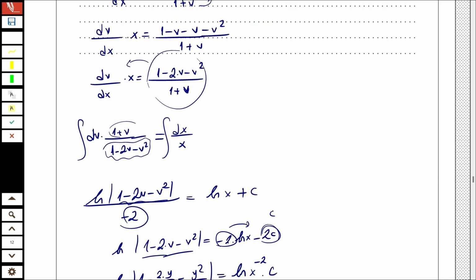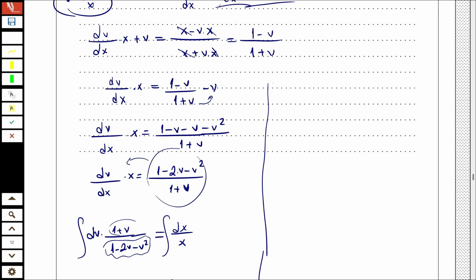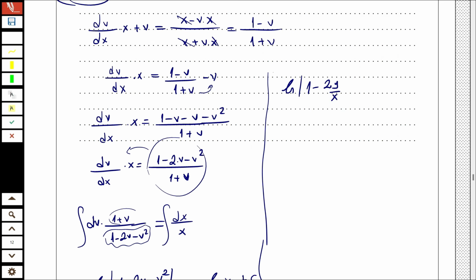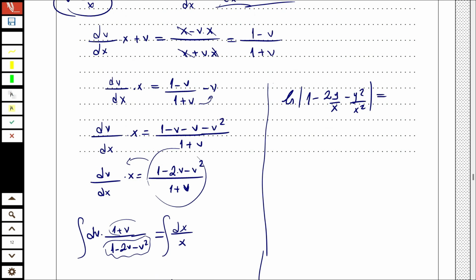So from here you can also continue to this place. What I have now is ln of 1 minus 2 times y over x minus y squared over x squared equals ln of x to the power of minus 2 times c, right? So I first cancel this absolute value, and since both sides are ln, I will just equate these expressions, and from here you can write 1 minus 2 times y over x minus y squared over x squared equals c times x to the power of minus 2.